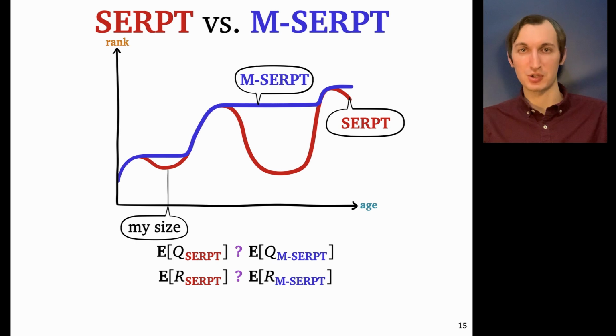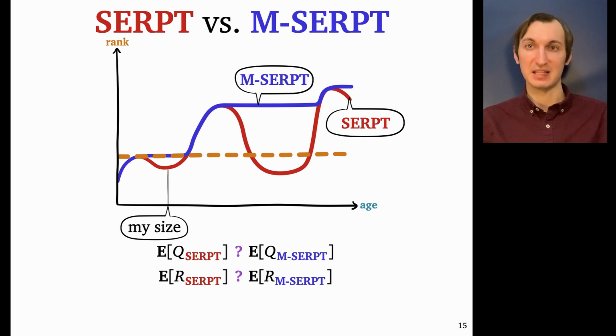Suppose that I'm a small job. So this is my size. My worst ever rank is this orange dotted line under both M-SERPT and SERPT. So this means that any job whose rank is above this orange dotted line, it's dead to me. I don't care about it at all. It will never bother me. So under M-SERPT, any job that's at a sufficiently large age is dead to me. I never have to worry about it again. Under SERPT, though, its rank function has these valleys. And so in particular, if at the moment when I arrive into the system, I see a job with age in this interval, that job gets to be ahead of me for some time. And so that will contribute to my queue-based delay.